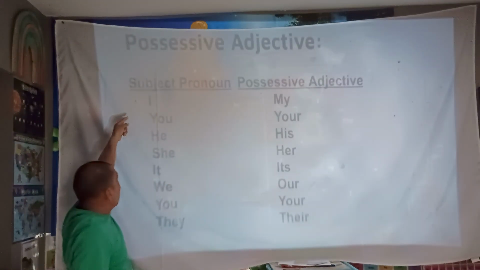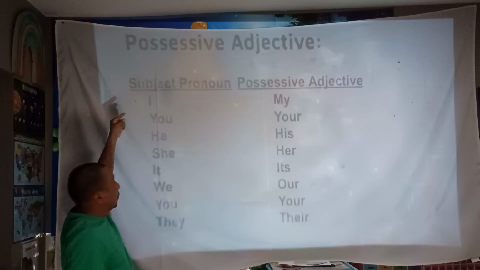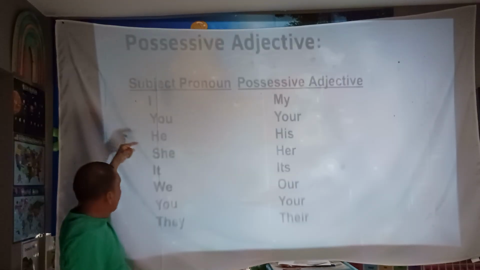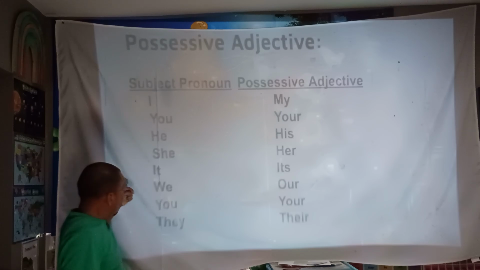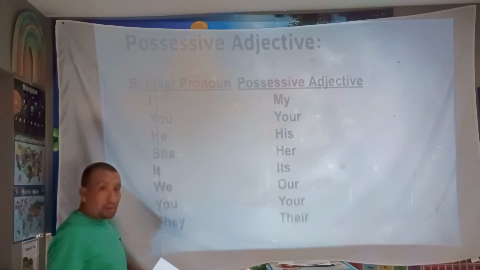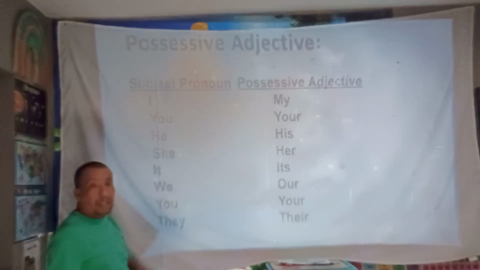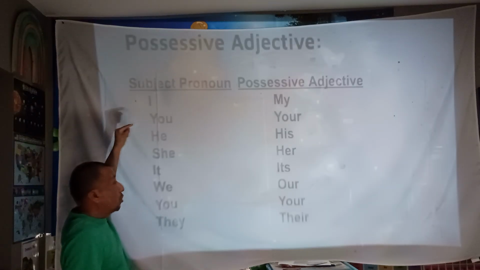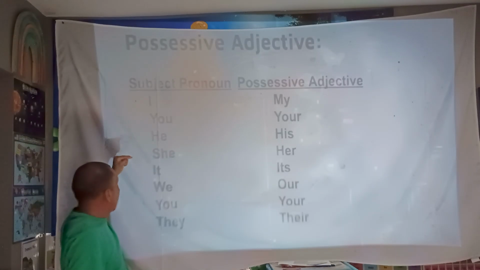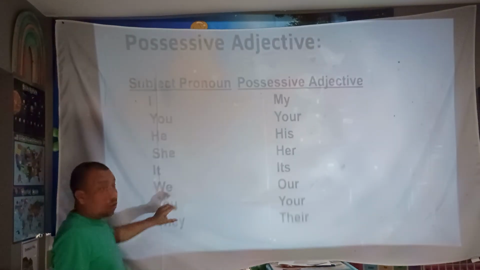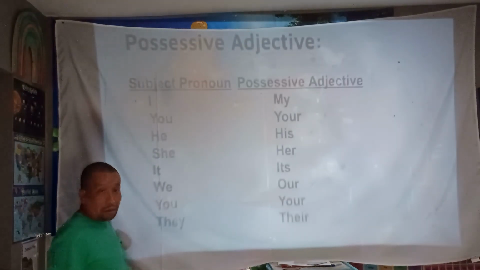Alright, everyone. I, you, he, she, it, we, you, they. Alright? So we know this already. Remember, we talked about this last week. Again, I, you, he, she, it, we, you, they. So these are the subject pronouns.